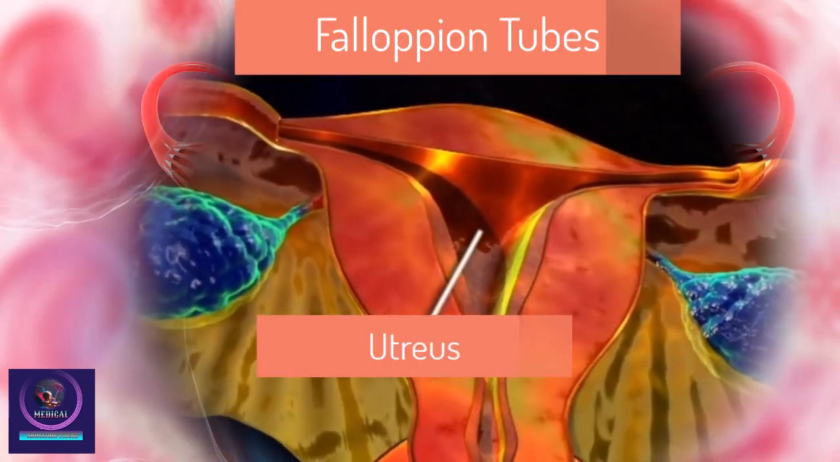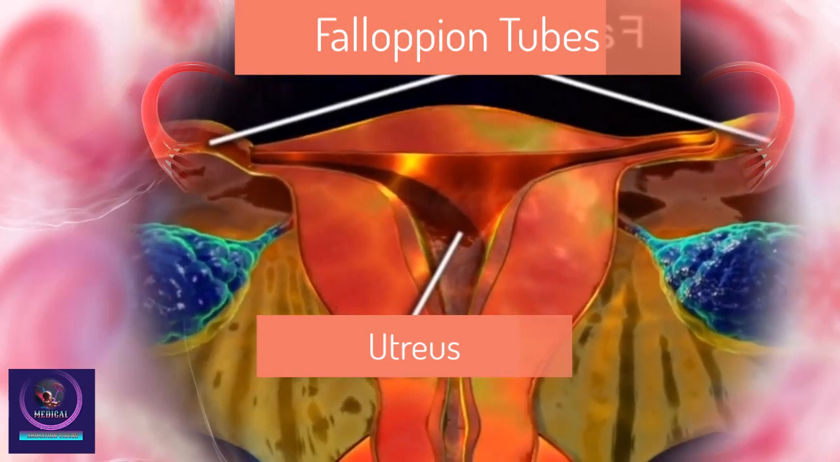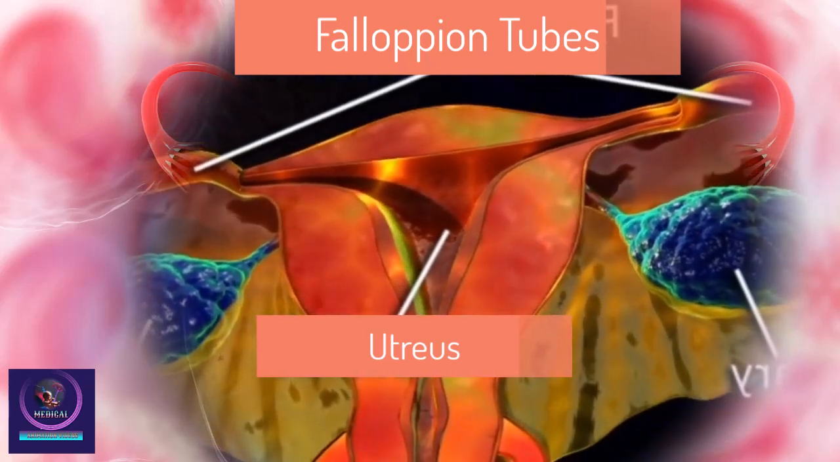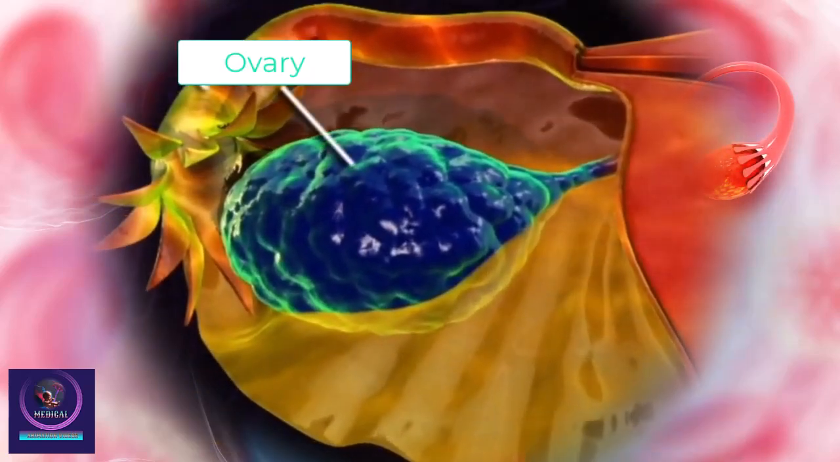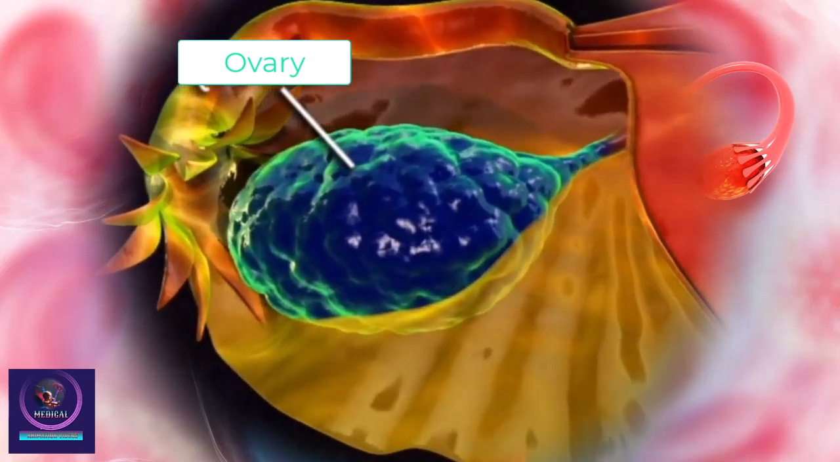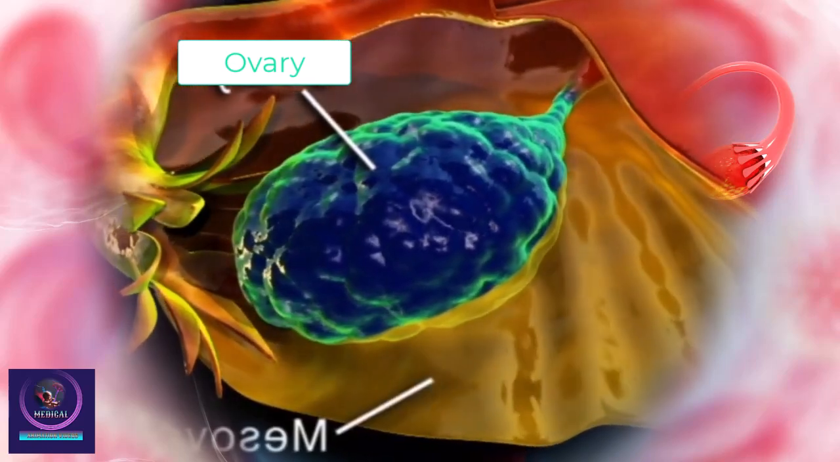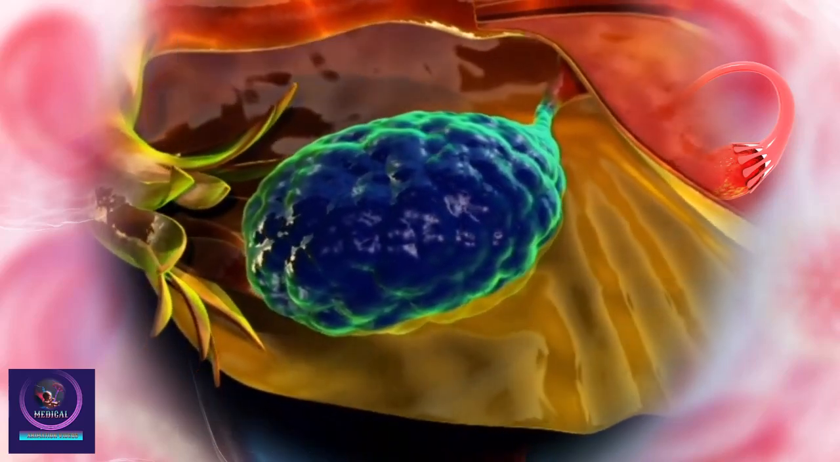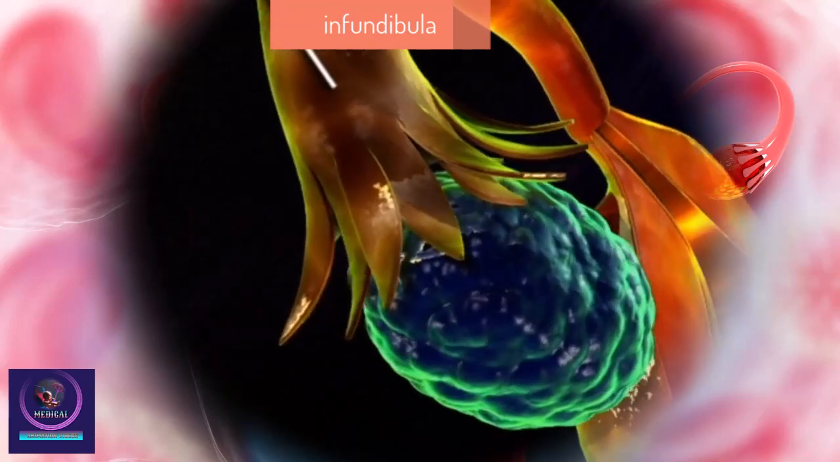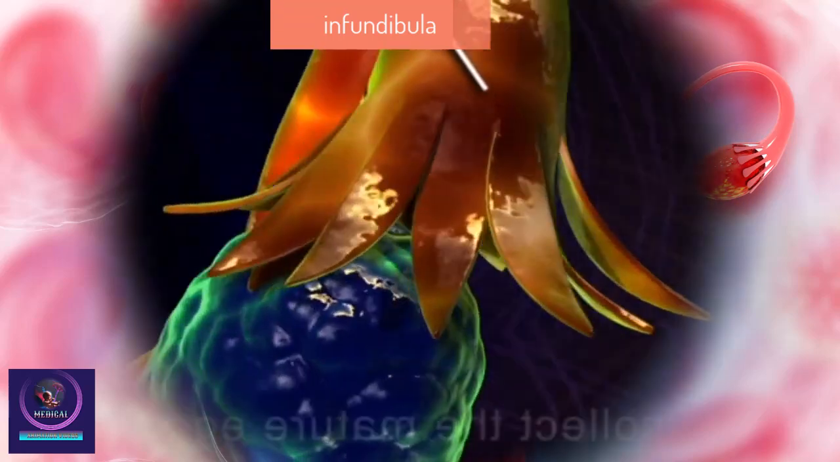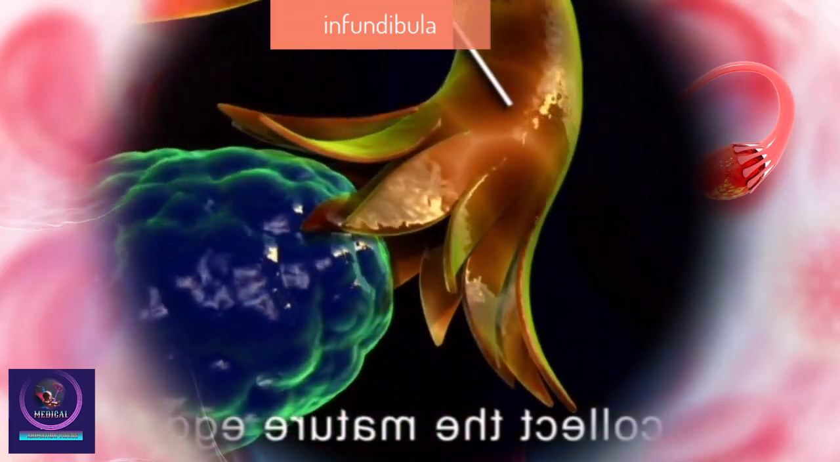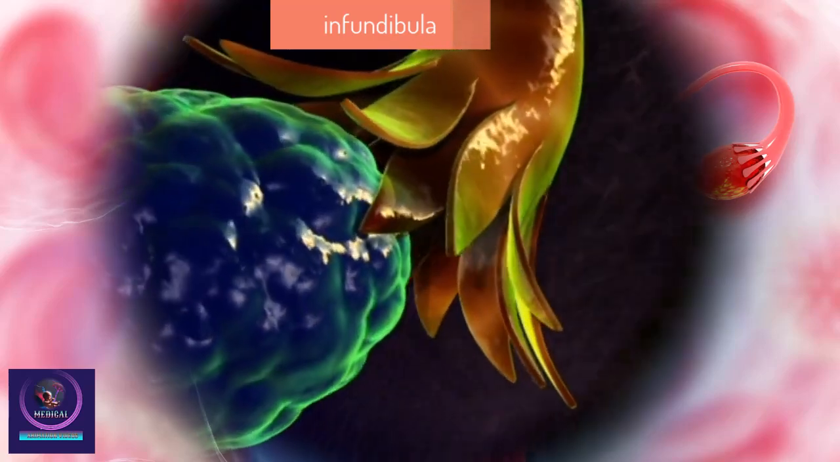Extending from the upper sides of the uterus are the fallopian tubes, which connect the uterus to the ovaries. The ovaries are oval structures attached to the uterus by the ovarian ligament, with the broad ligament, or mesovarium, positioned behind them. Near the ovaries are funnel-shaped structures called infundibula, with finger-like projections known as fimbriae, which help capture the mature egg released by the ovary.